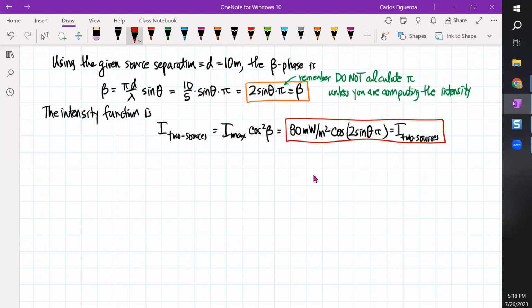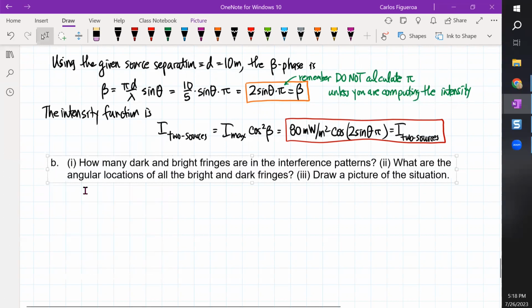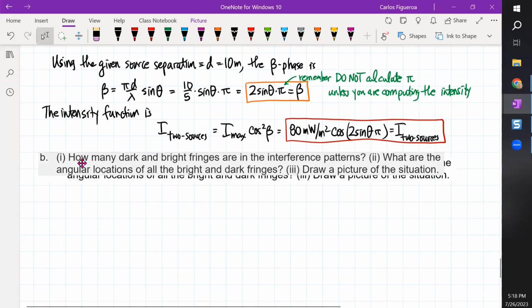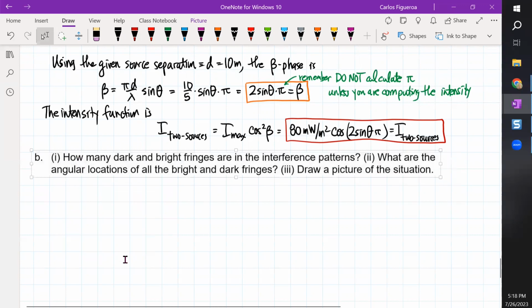So now that we have that, we can go to the next piece. And there's a series of questions that we're asking here. In B here, we're asking the number of bright and dark fringes. What are the angular locations of all the bright and dark fringes? And then draw a picture of the situation. So here we go.